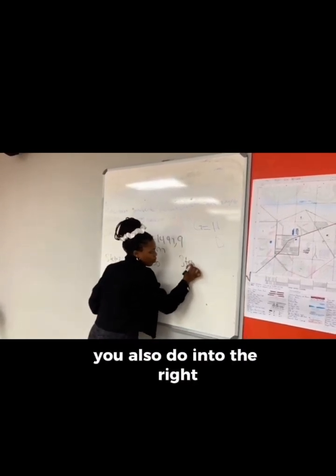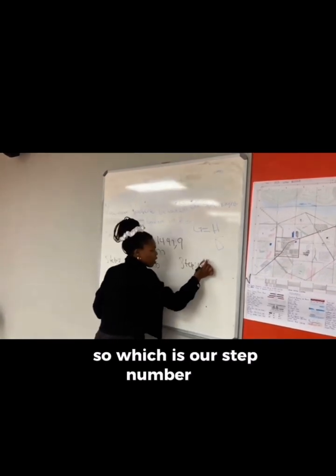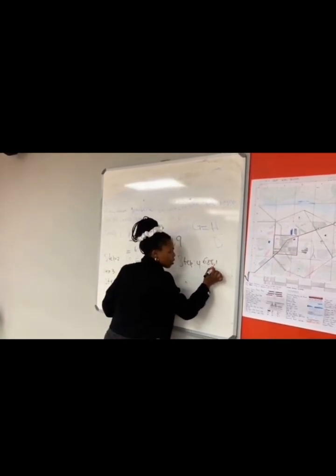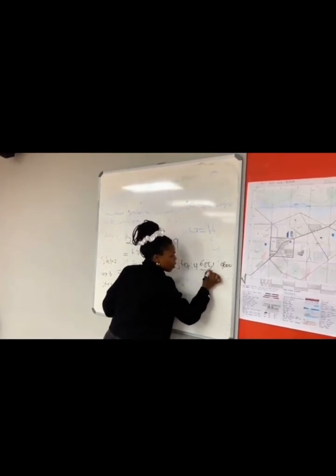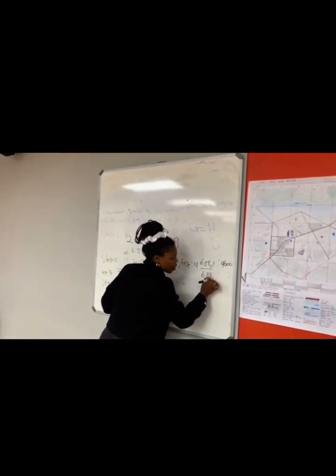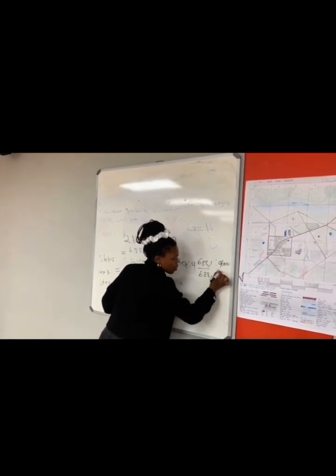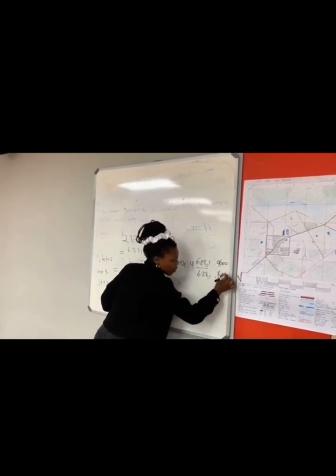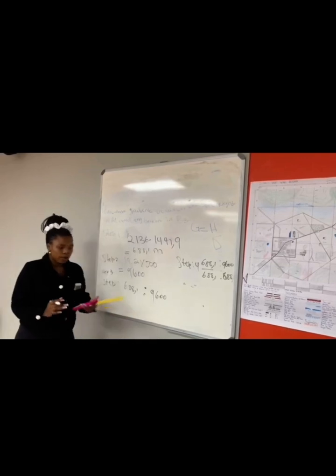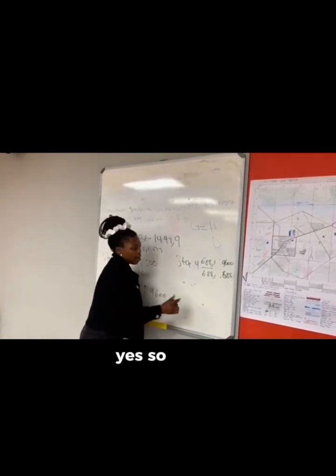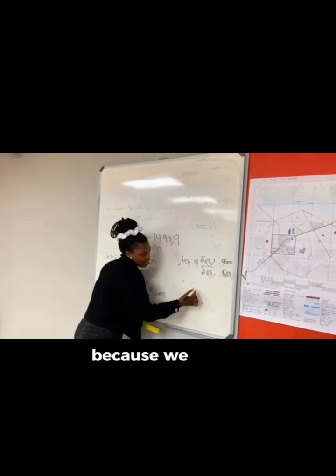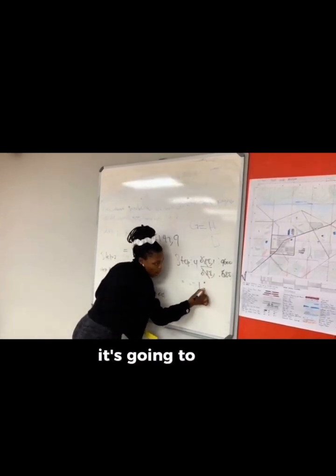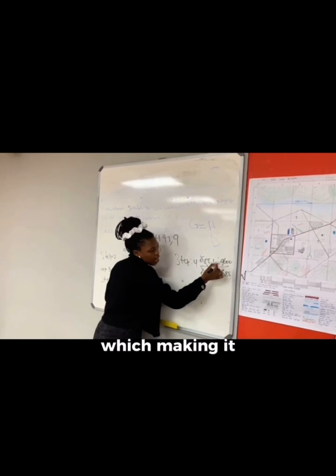Okay, after doing this, we have this rule: what you do on the left, you also do on the right. So which is our step number 4. Can you please tell me what is the answer? Here, because we have the same numbers, they cancel each other, which makes it 1.